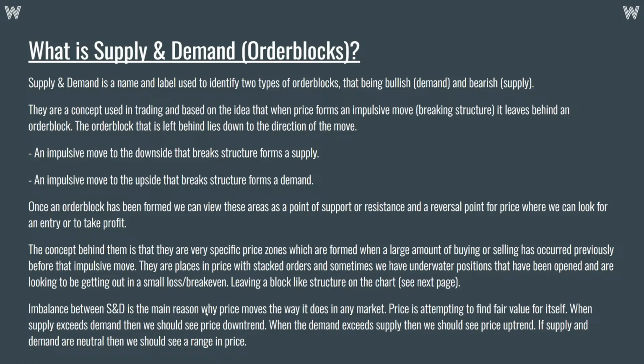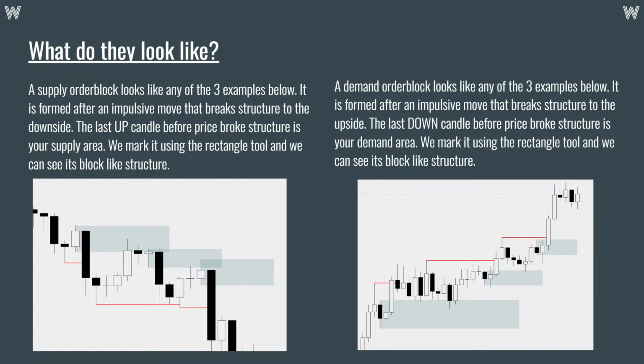Imbalance between supply and demand is the main reason why price moves the way it does. As always, we're attempting to find fair value for that asset in the market. When supply exceeds demand, we should see price downtrend, and when demand exceeds supply, we should see price move in an uptrend. If supply and demand are neutral, then we see a range in price. So everyone following so far? We'll get into some visual examples now to make things easier.